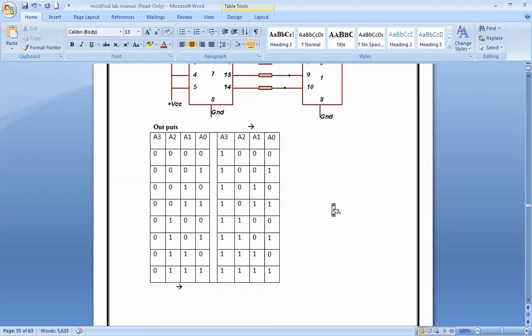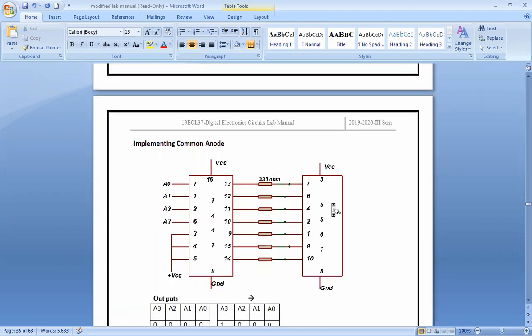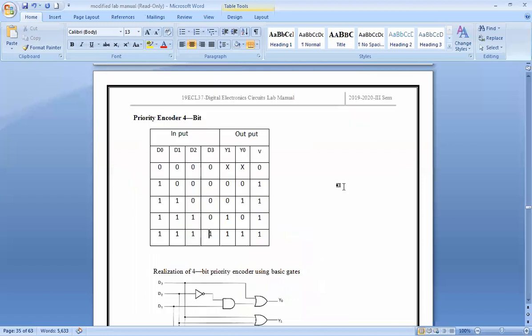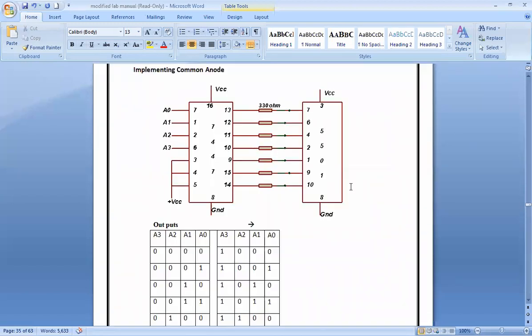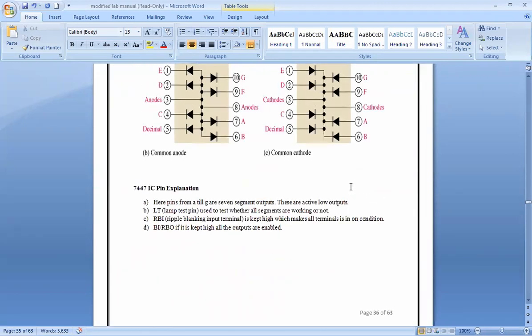Okay, so this is how we try to interface. We can see here they've used common anode configuration in this. Basically that's about it for today's experiment. I'll be sharing a few more pieces of information with all of you, and you can go ahead and refer to that as well.